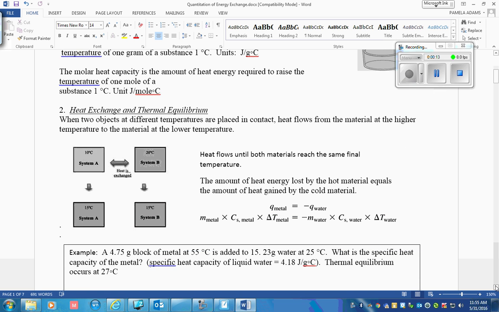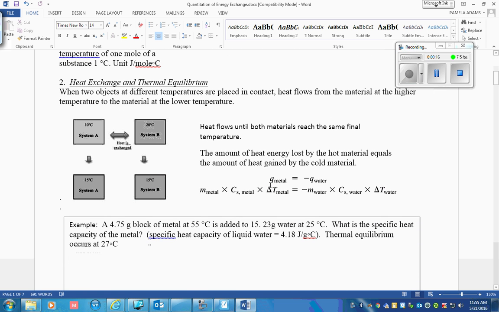The first problem is based on this statement that the heat lost by this block of metal is gained by the water. So if we take the mass of the metal, we do not know the specific heat of the metal, but we do know the temperature change. It started at 55 degrees C, and both of them reached thermal equilibrium at 27 degrees. That means that the metal and the water were the same temperature. We can set that equal to the mass of the water times the specific heat of water times the temperature that the water changed. So we can do that right now.